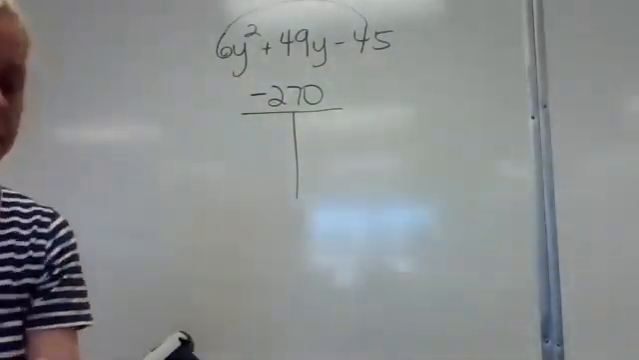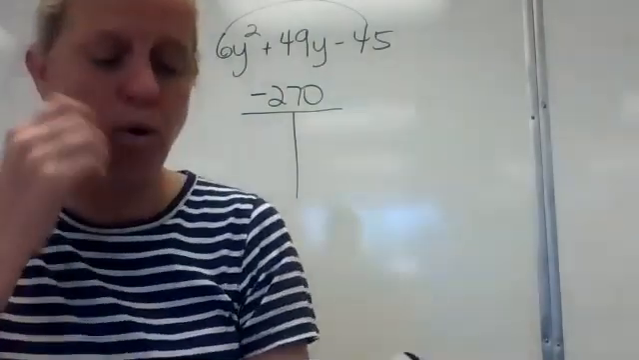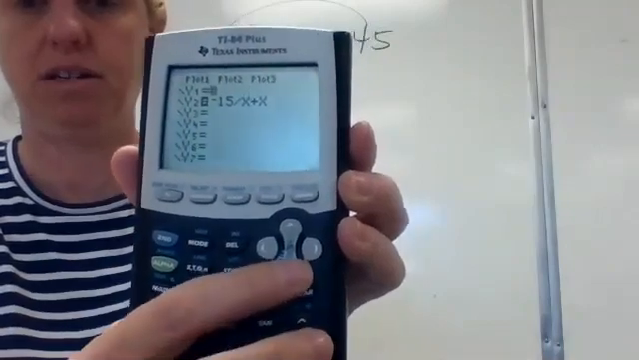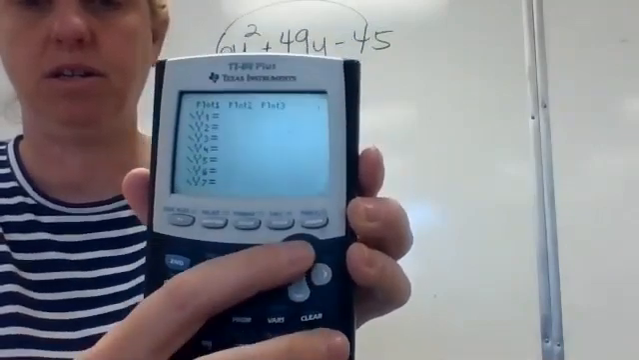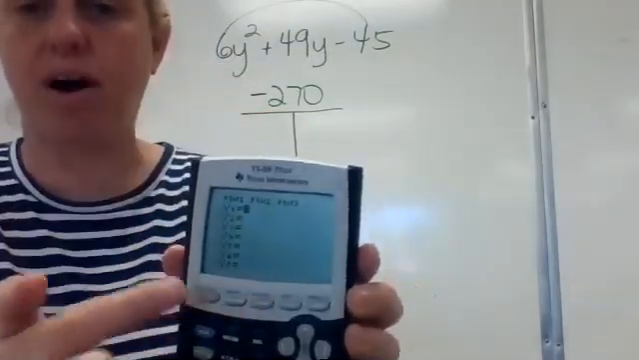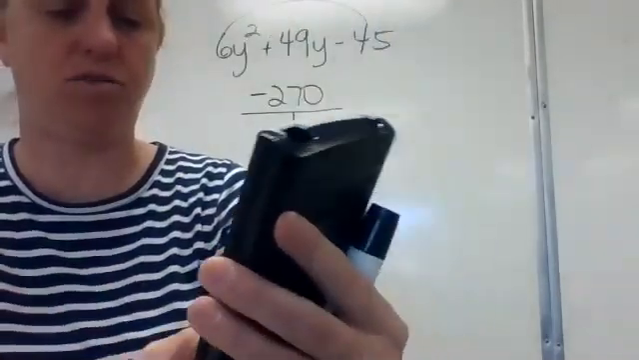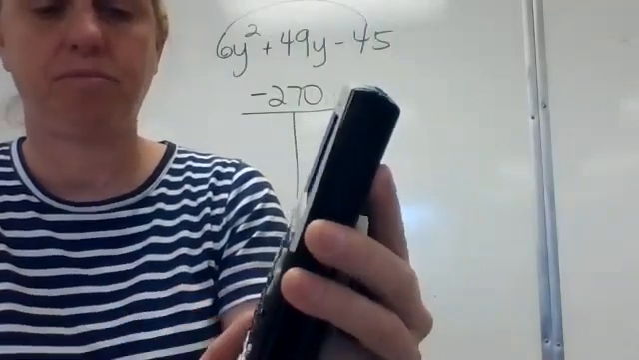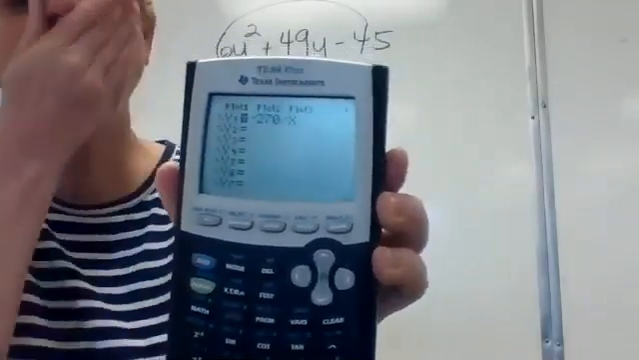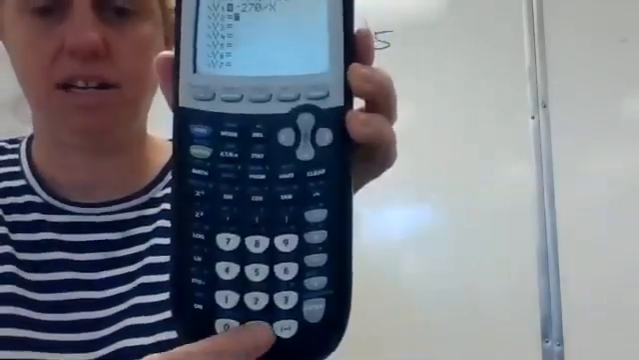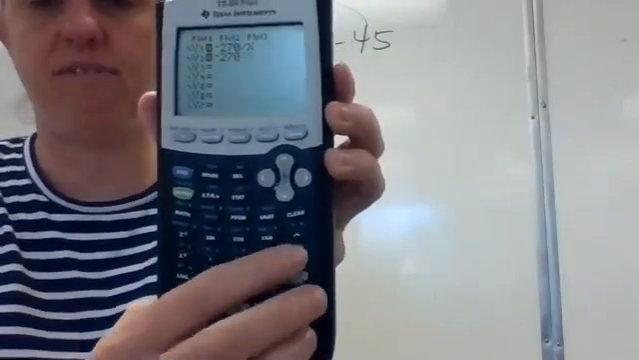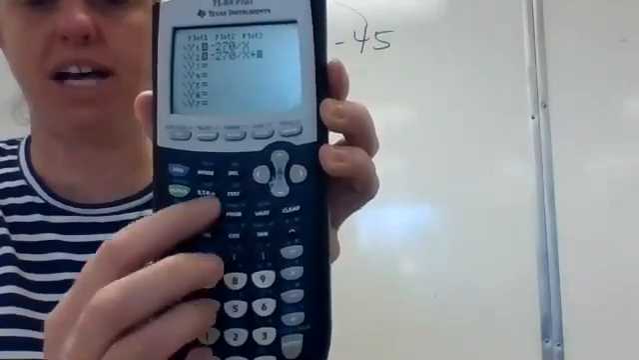But I have my calculator. Remember, it does that work for you. So just go to your y equals and clear it out again. This is the number. -270 is the number I put in my calculator. So -270 divided by x. And then do it again. -270 divided by x and then plus x.